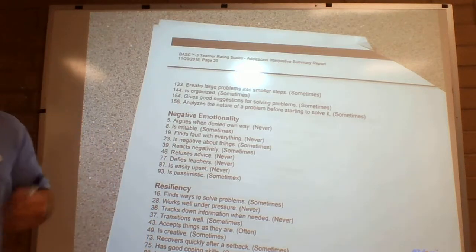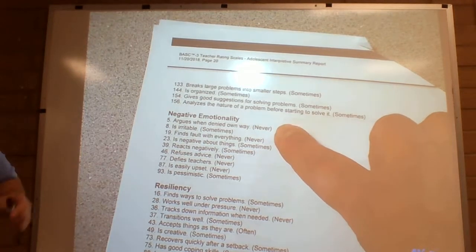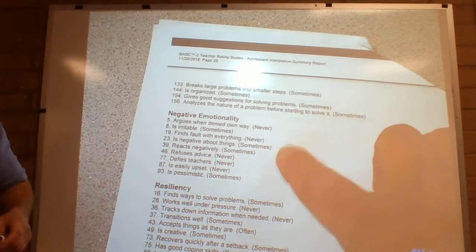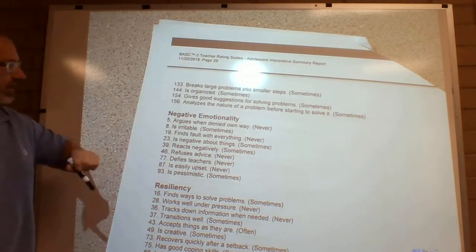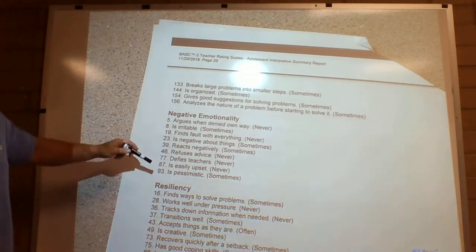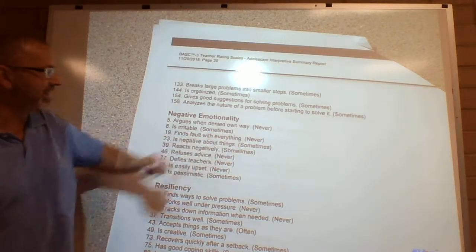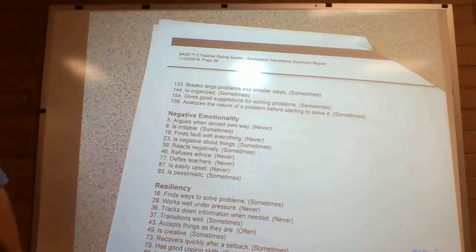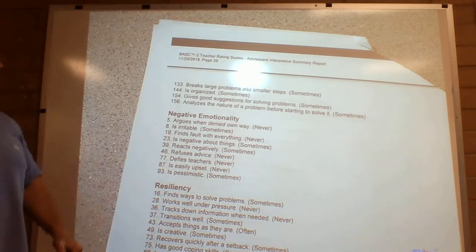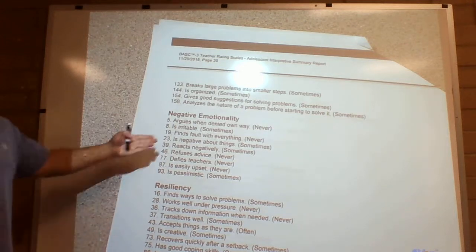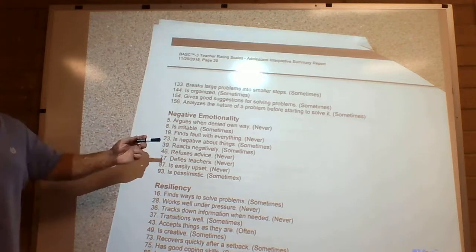And so when you start looking at the kinds of things that come up, we've got negative emotionality. What's nice is it's going to tell you every question that measures negative emotionality. It's going to tell you what questions on that test gave you the answer, and how you responded. So argues when denied own way, he never argues. Although he's sometimes irritable, he doesn't find fault with everything. He's not really negative about things that often. He doesn't react negatively. So this isn't going to be endorsed by any stretch.